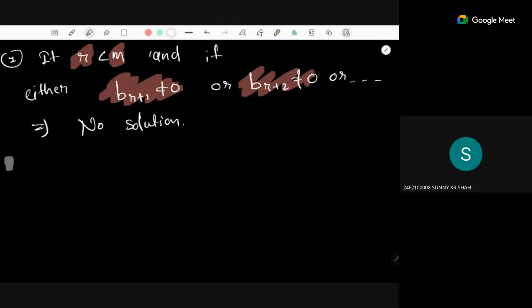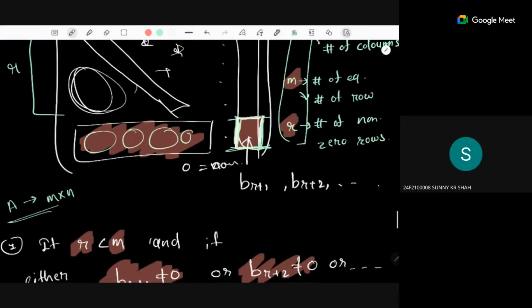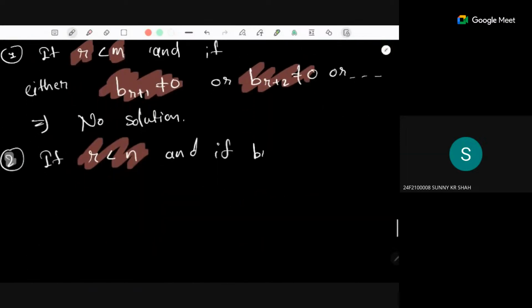Okay, now the second thing is, if the value of r is strictly less than the value of n, so that means the number of non-zero rows is strictly less than the number of columns, and if the constants related to the 0 rows are all 0, that means b_(r+1) equals 0, b_(r+2) equals 0, and so on. So whatever constants we have related to the 0 rows, all those constants are equal to 0. In this case, we will say that the system has infinitely many solutions.